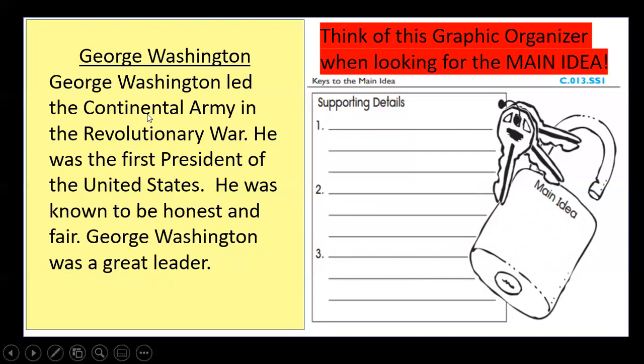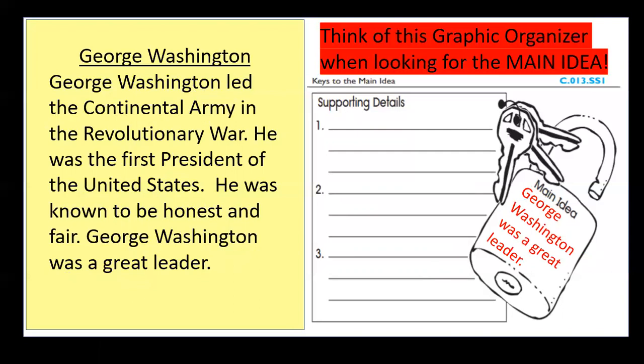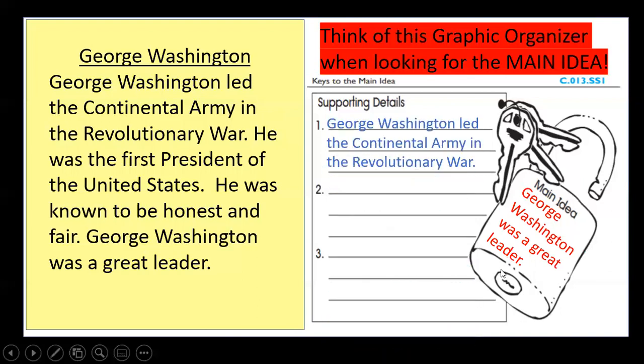Are all these other sentences key details that support he was a great leader? Let's try it. George Washington was a great leader. Let's see if we can find a supporting idea or a key detail. George Washington led the Continental Army in the Revolutionary War. I think you'd have to be a pretty great leader to do that. So that would be a key detail.